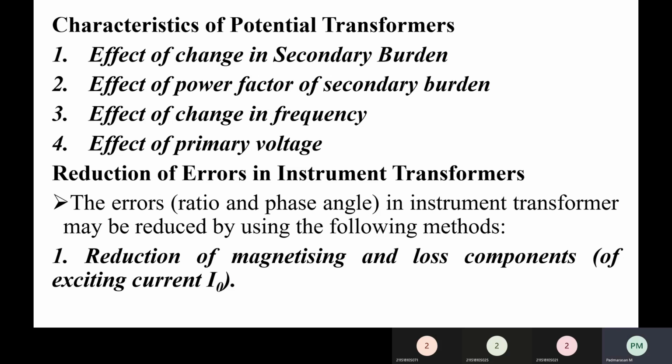Next we will see reduction of errors in instrument transformers. The errors, that is ratio error and phase angle error in instrument transformers, may be reduced by using the following methods. First method is reduction of magnetizing and loss components, that is of exciting current I naught.